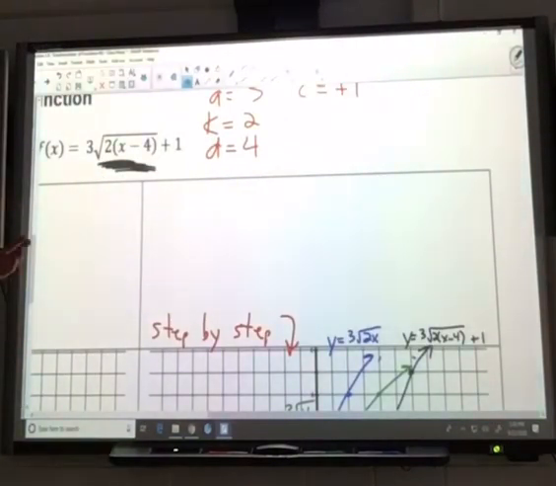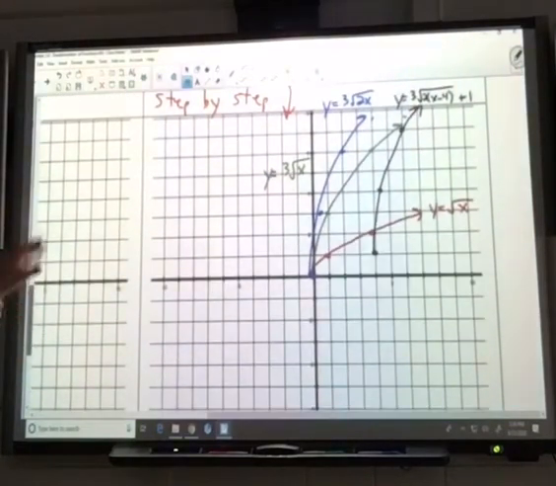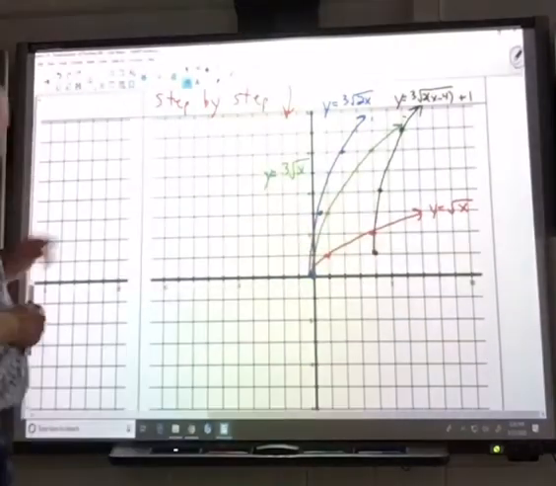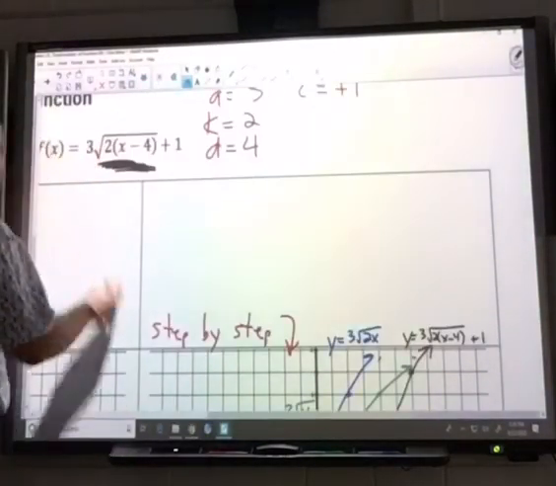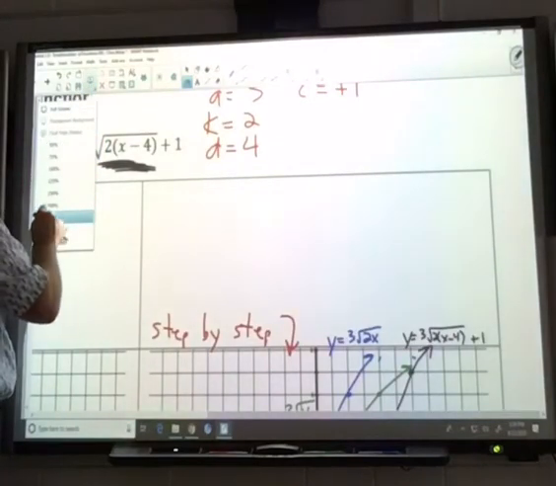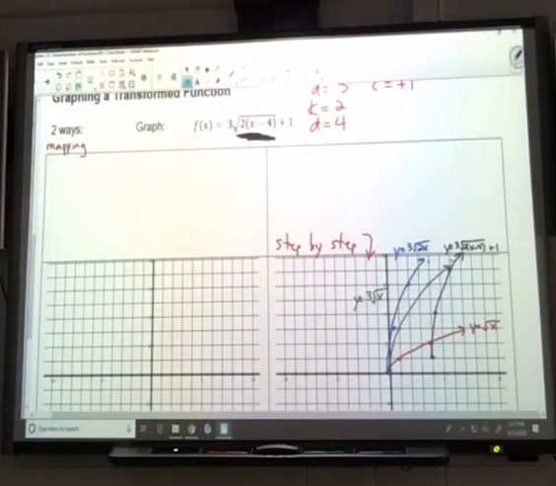What we can do now that hopefully we have that graph as effectively as we can, is we can use this graph here to verify my mapping question. But we'll see. All right? Now, the other technique that we're going to use is mapping.